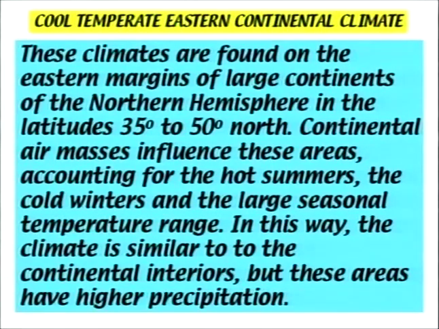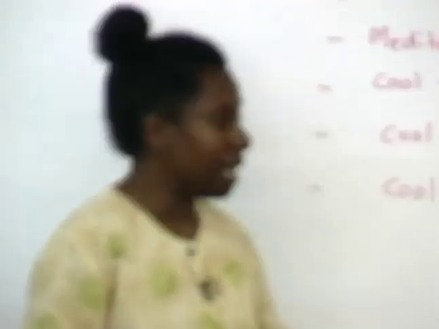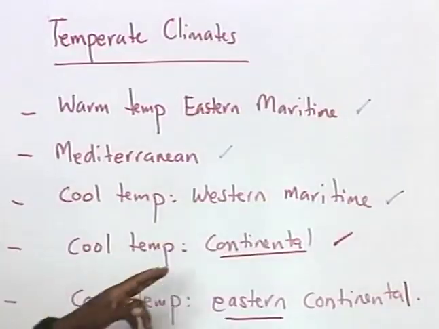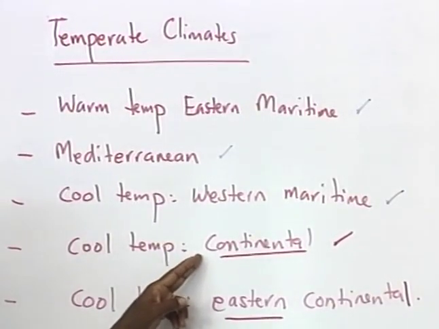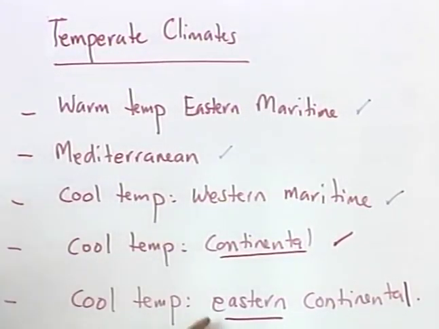Whereas for the cool temperate eastern continental type climates, they tend to have higher precipitation. Their location is about the same, about 35 to 50 degrees to the north, but mainly on the eastern sides of continents. The word eastern should help you with the location. Similarly, cool temperate continental should help you because it's an interior type climate. The cool temperate, similar location, but more to the eastern side rather than the interior or the west.